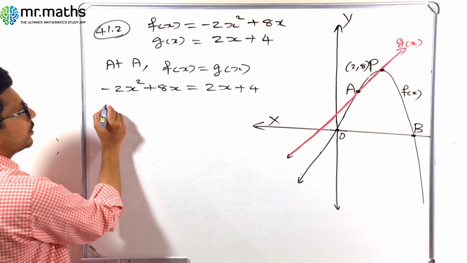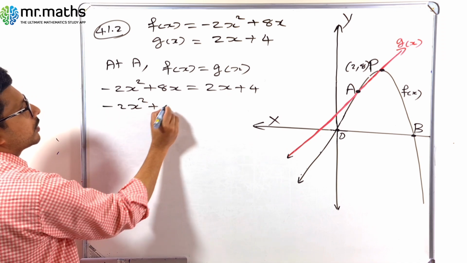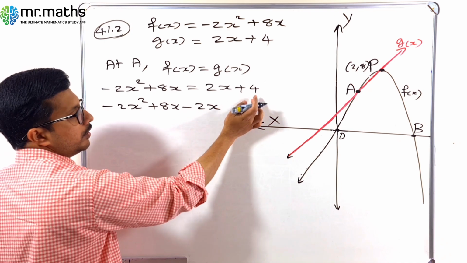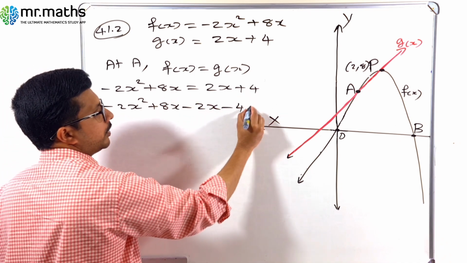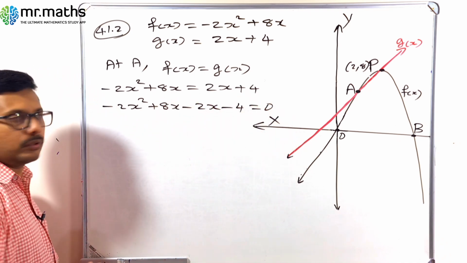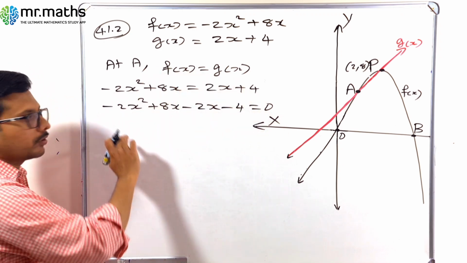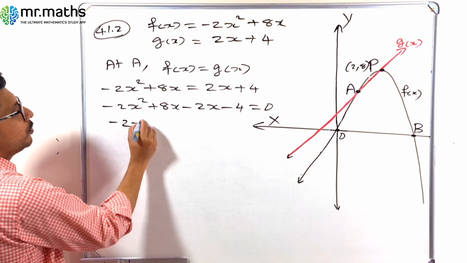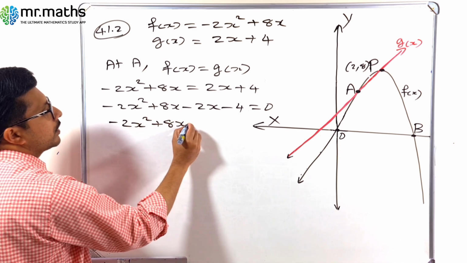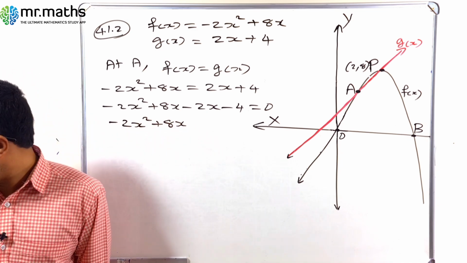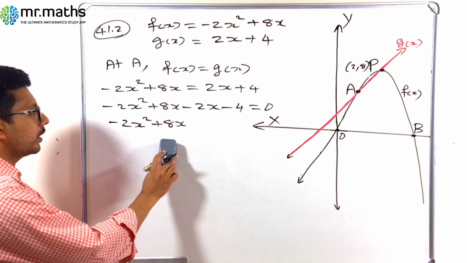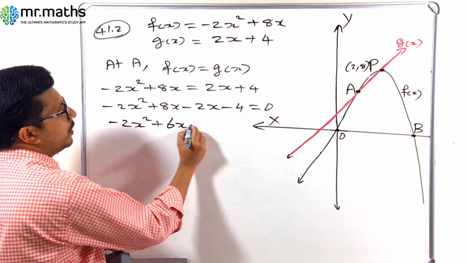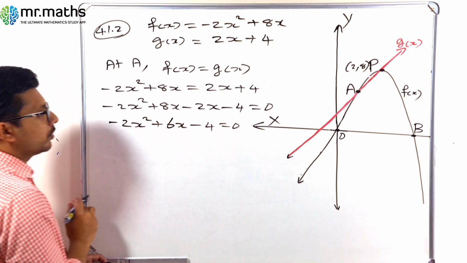Now we have to simplify this one. So minus 2x square plus 8x, take this one to this side, so it is minus 2x. Take this plus 4 to this side, so it is minus 4 is equal to 0. I took both of these to the left side. Okay, 8x minus 2x is 6x. So minus 2x square plus 6x minus 4 is equal to 0.